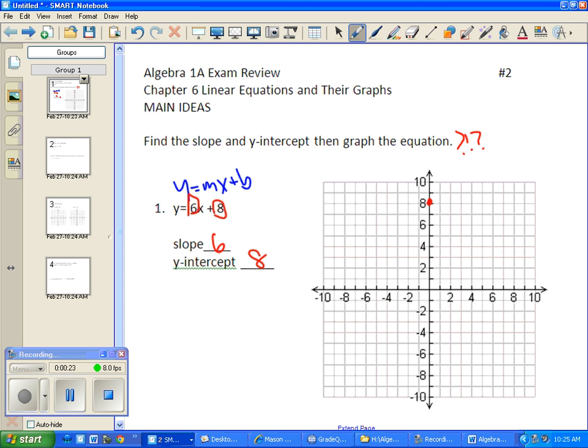To graph it, you start at the y-intercept, start at 8, and then go up 6 over 1. Up 6 over 1 is off the grid, so instead of going up 6, right 1, I'm going to go down 6, left 1. I'm going to do that a couple times, and I'm going to draw a nice, pretty line. And I'm done.